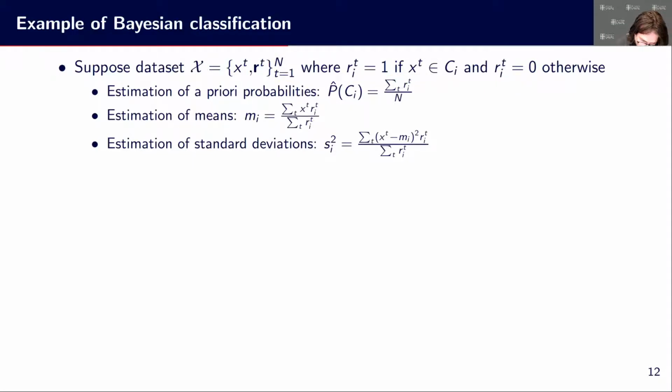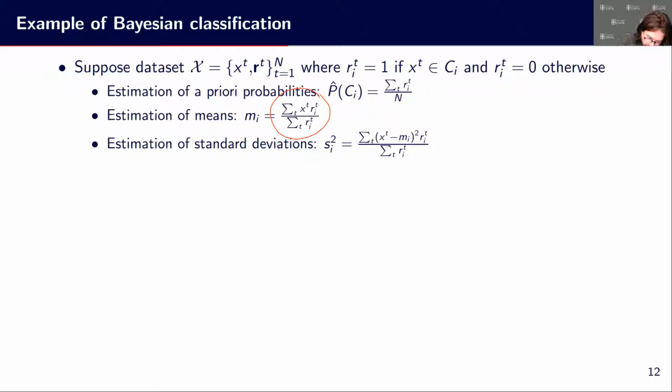When estimating the prior probabilities, we can do this simply by summing the r_i^t over t, so we are counting the number of samples that come from class Ci in the data set, divided by the overall number of samples N. For estimating the means, the mean of class Ci is computed like this. This is interesting because now we are using r_i^t as an indicator to use or not the samples. So we are summing over all samples.